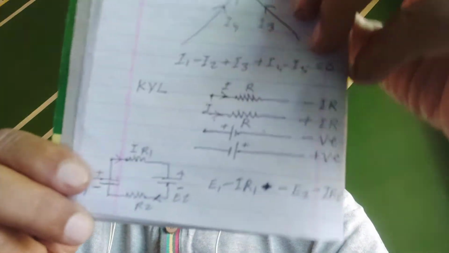Similarly, for the polarity of a battery connected in a closed loop, it goes from minus to plus. If this is indicated in the diagram, then you take the voltage with positive sign. If you are moving in a clockwise direction in a loop and the battery direction is shown from plus to minus, then there will be a minus sign because there is a voltage drop. I have also explained this in this particular diagram.